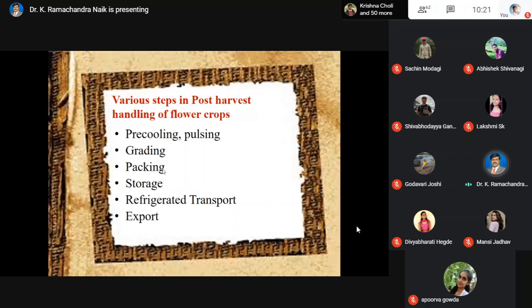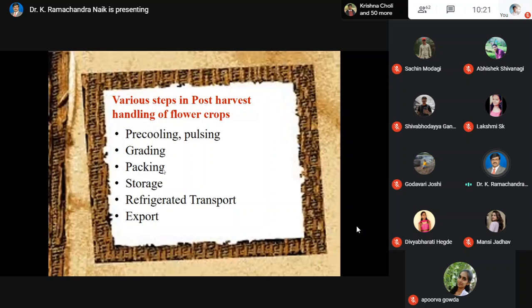Then after storing, we also send the commodity to different places where they are demanded or required. So we need to ship these flowers in refrigerated conditions only, in reefer vans or a refrigerated transport system. And then we also come across export, and the requirements needed for flowers, or the qualities expected from flowers for the export business. So those things I will be touching on today through the various slides.